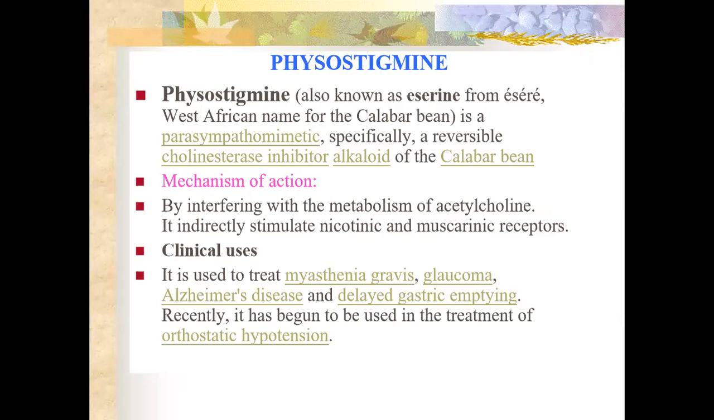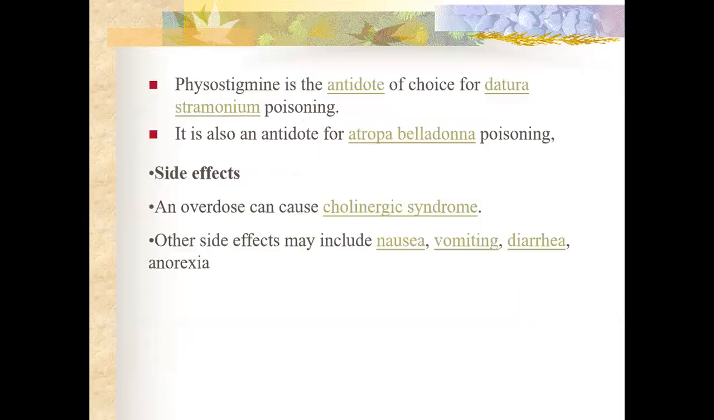Then regarding physostigmine, I already told you, it is also called eserine, and it is derived from Calabar bean. It is a parasympathomimetic in nature, specifically a reversible cholinesterase inhibitor. It is an alkaloid that acts by interfering with the metabolism of acetylcholine. It indirectly stimulates the nicotinic and muscarinic receptors also, and it is used in the treatment of myasthenia gravis, glaucoma, Alzheimer's disease, and delayed gastric emptying. Recently it has begun to be used in the treatment of orthostatic hypotension.